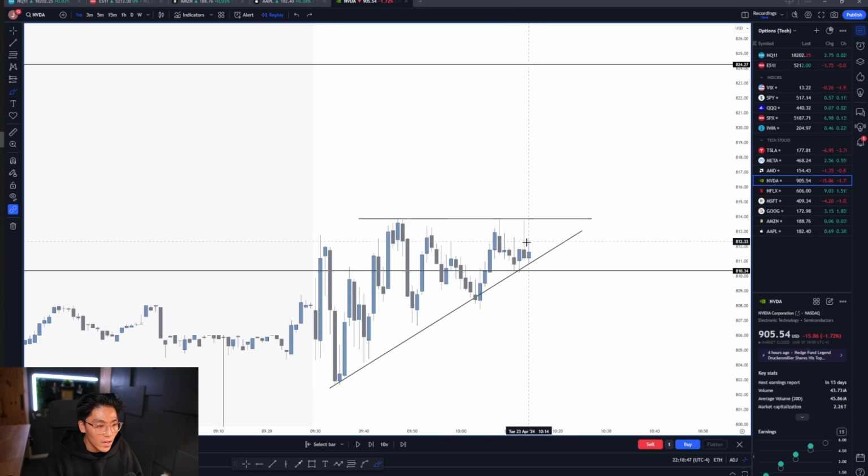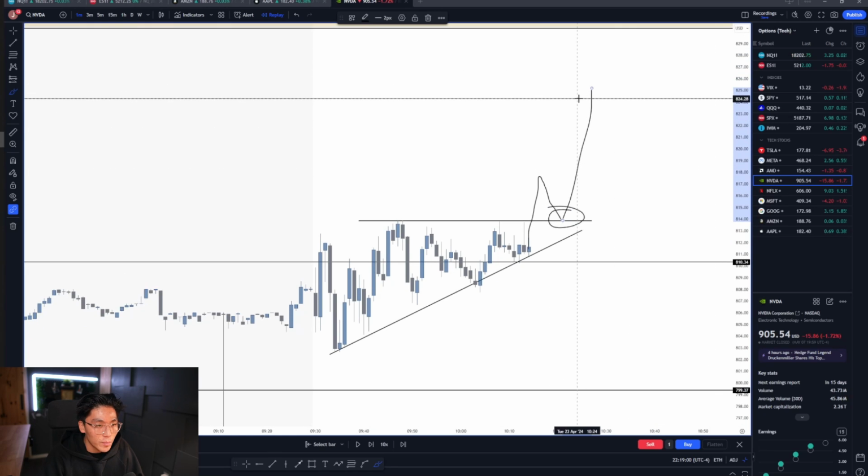So with NVIDIA, what we want to see is we don't want to trade within this chop, right? What we want to see is a strong break above. We want to see a retest of this level and then continuation towards our next key levels, which will be 824 and then 830 towards this upside.